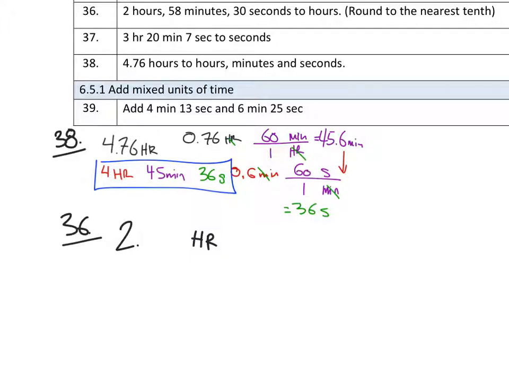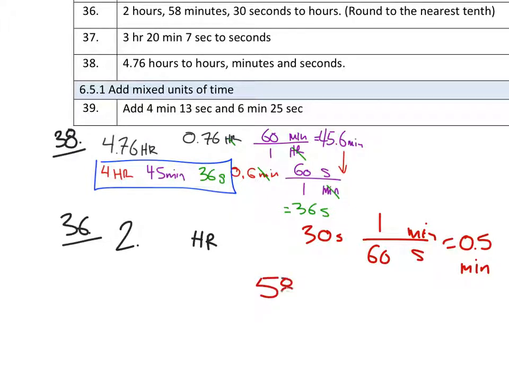Now, particularly, we got 58 minutes and 30 seconds. So let's change seconds into minutes. So we got 30 seconds. We'll change this into minutes. And it's 1 minute for 60 seconds. And as a decimal, that would be 0.5 minutes. So we really have 58.5 minutes.